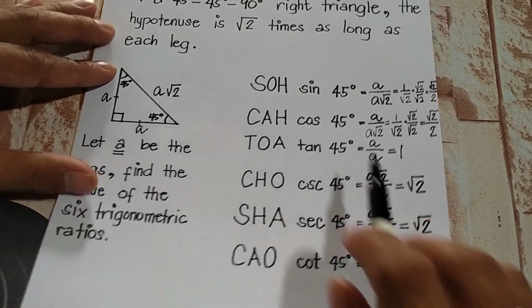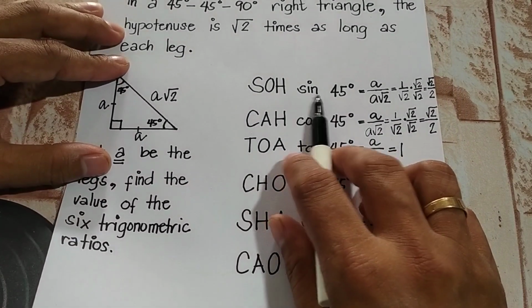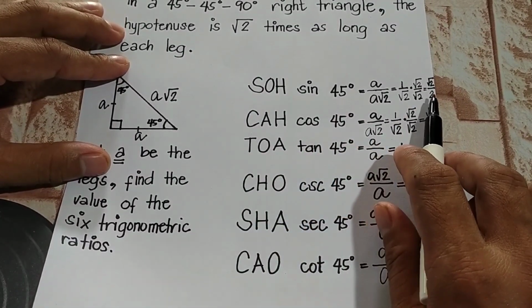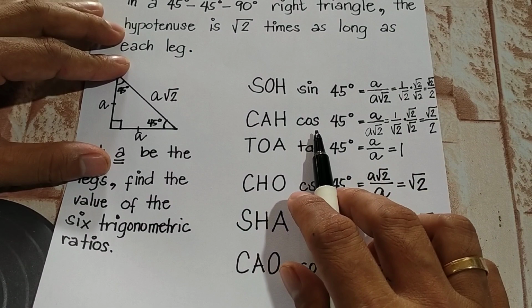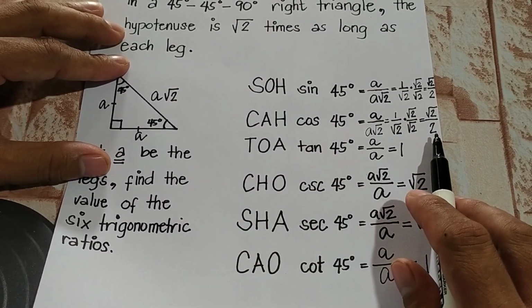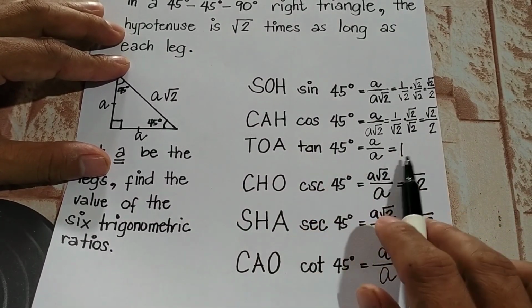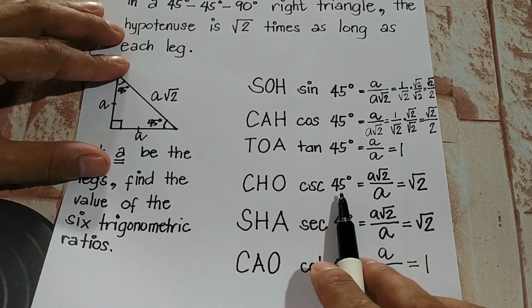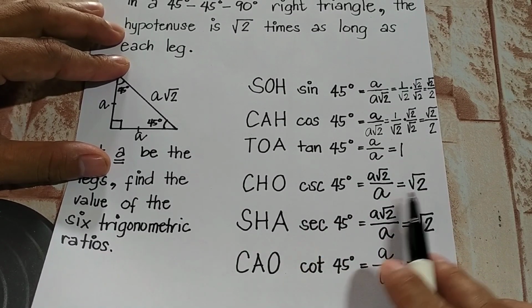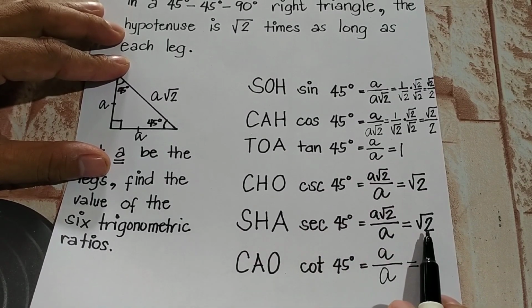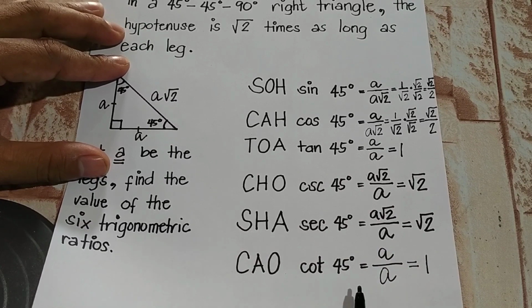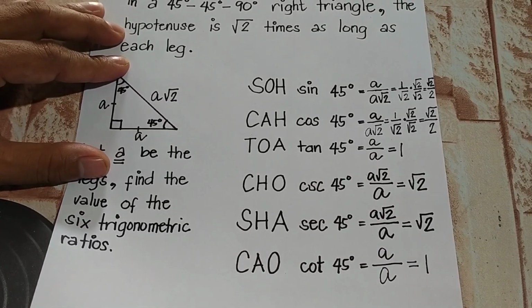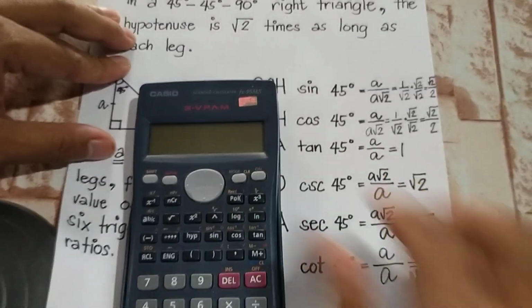Again, going back here, sine 45 is square root of 2 over 2. Cosine 45 is square root of 2 over 2. Tangent 45 is 1. Cosecant 45 is 2. And secant 45 is square root of 2. And cotangent 45 is equal to 1. Let's check that one in our calculator.